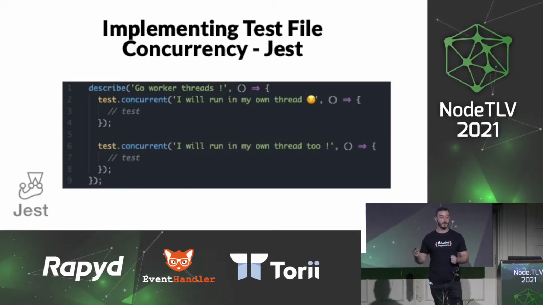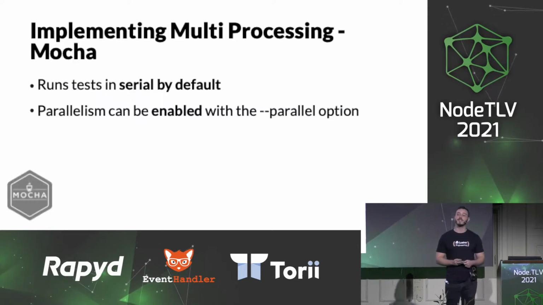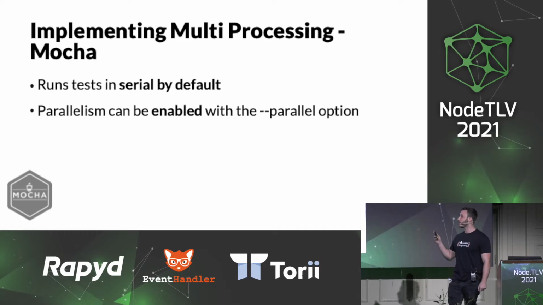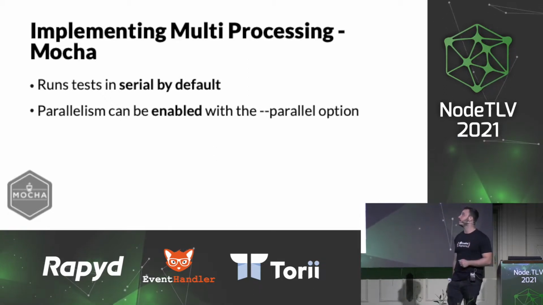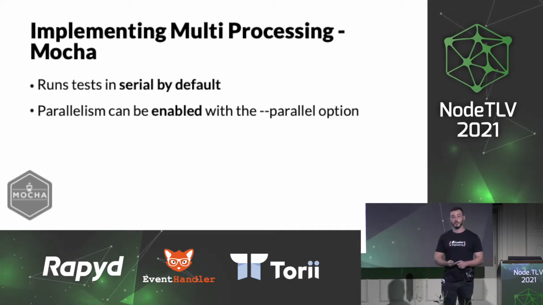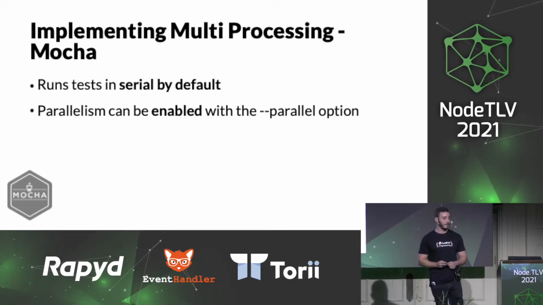Now, for Mocha, if you want multiprocessing, it was actually introduced only in version 8, so it's a rather new feature. And even then, Mocha is serial by default, so when you start it up, you have to give it the --parallel flag, or add some configuration to enable it.